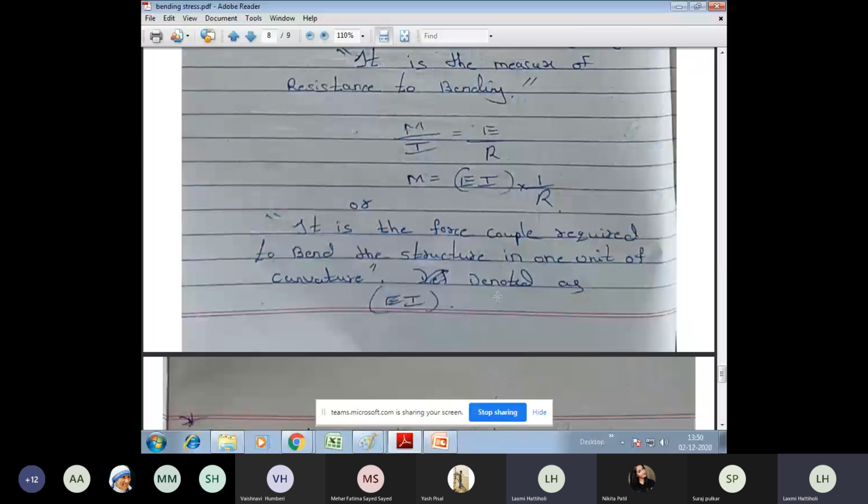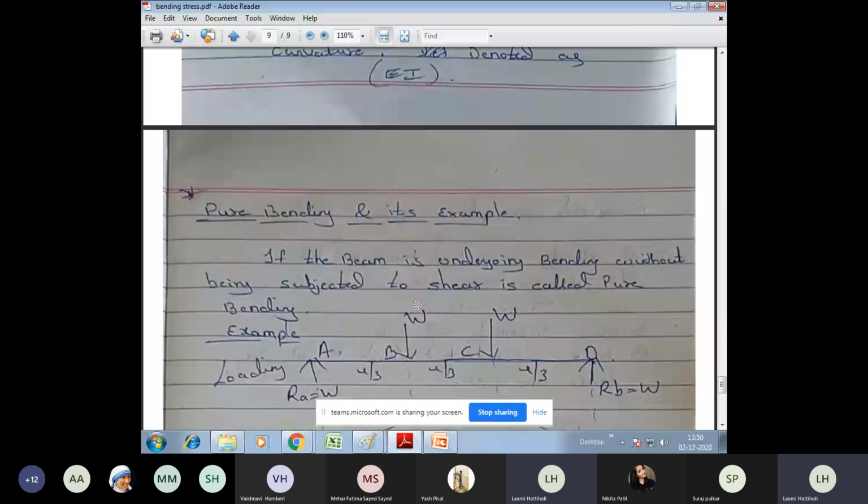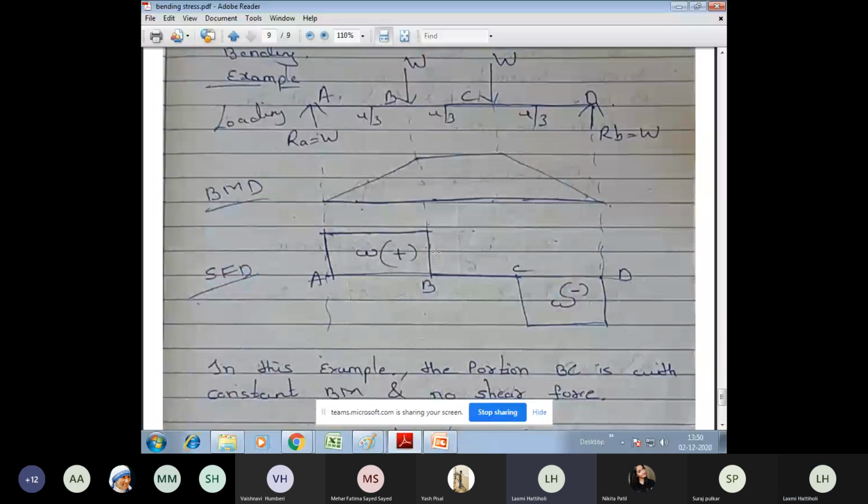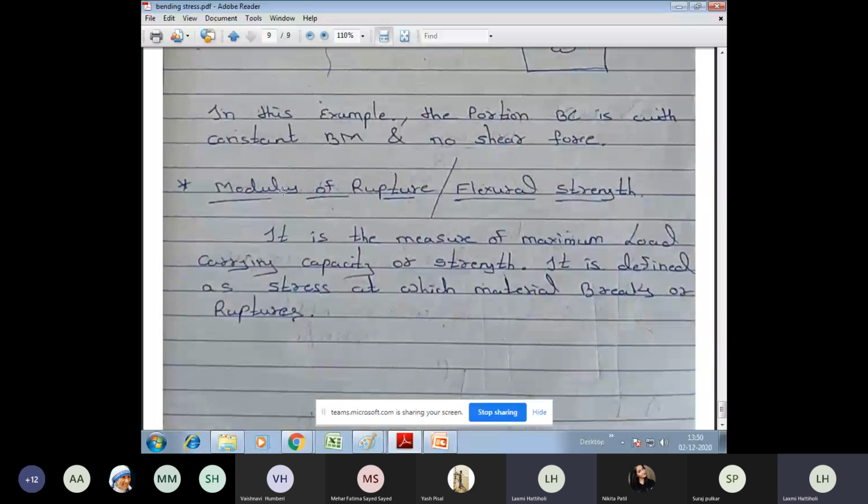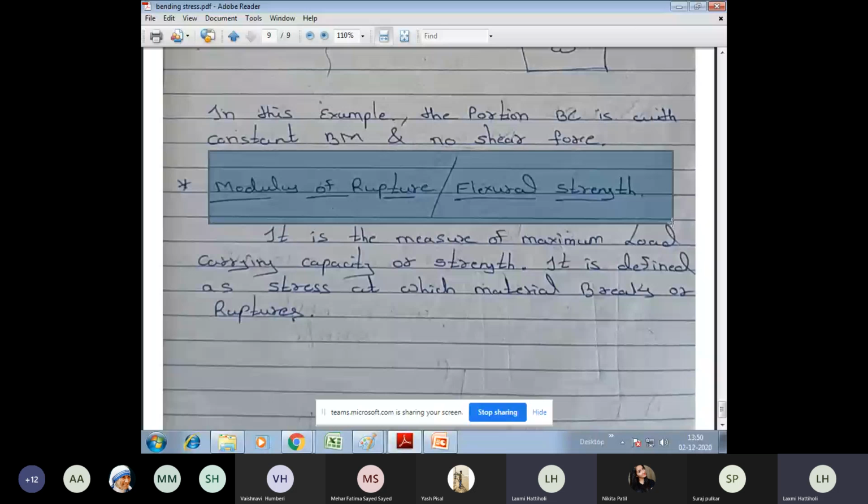Next, about the pure bending theory, I have already explained to you, with an example. Next comes modulus of rupture or flexural strength. It is the measure of maximum load carrying capacity or the strength, or it is defined as the stress at which the material breaks or ruptures.